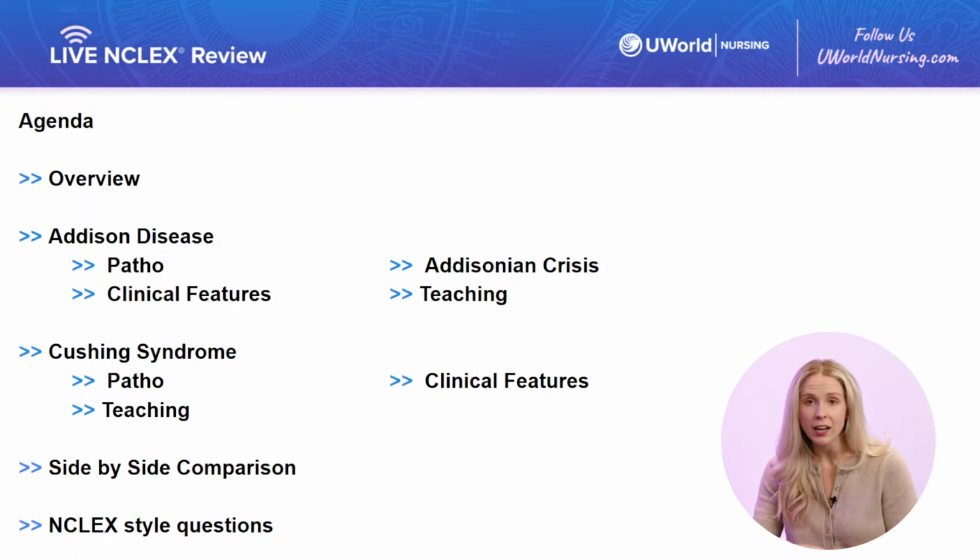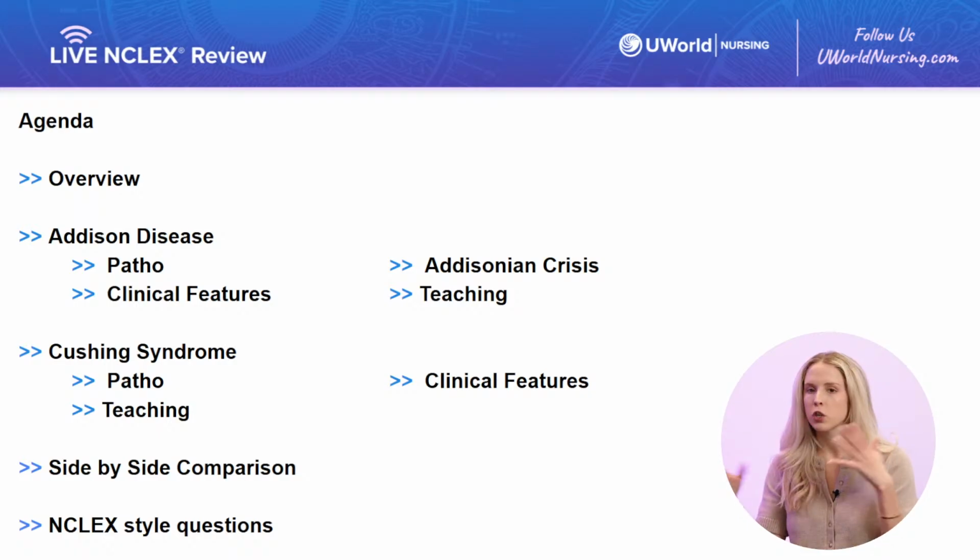So here we have high cortisol and the hyperfunction of the adrenal cortex. It's shooting out too much of that cortisol. Alrighty, so we're going to flip to our Addison disease image.